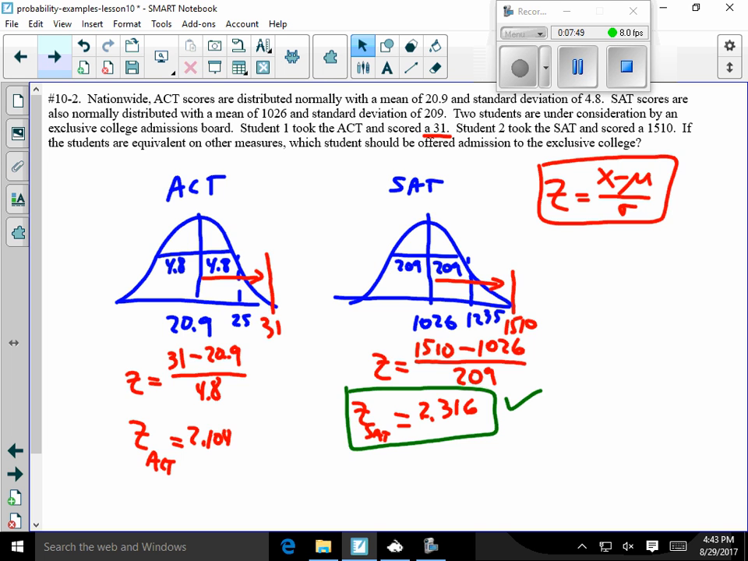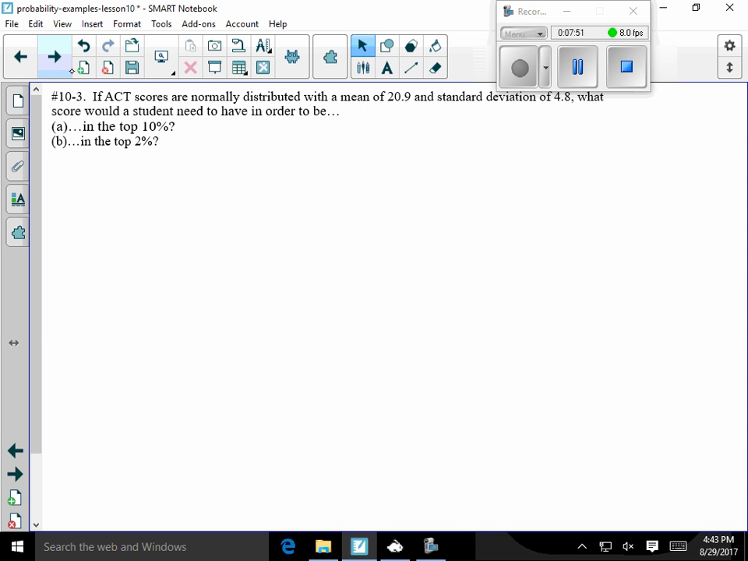Okay, let's try another problem here. It says if ACT scores are normally distributed with a mean of 20.9 and a standard deviation of 4.8, then what score would a student need in order to be A, in the top 10% of scorers, and B, in the top 2%? So pause and give this one a try.